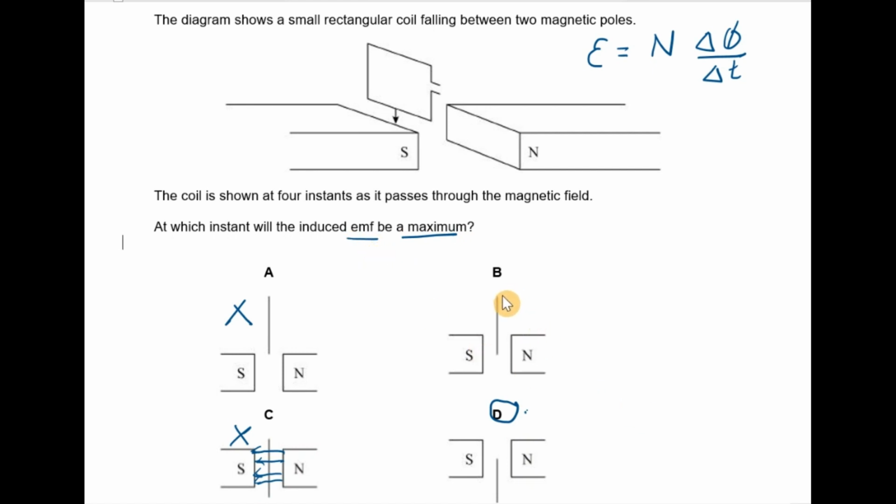And very simply, that coil will be moving faster in position D than in position B because it's accelerating down towards the Earth. So the answer is going to be D because the coil's moving faster, therefore the rate of change of flux is greater than in B when it's moving slower.